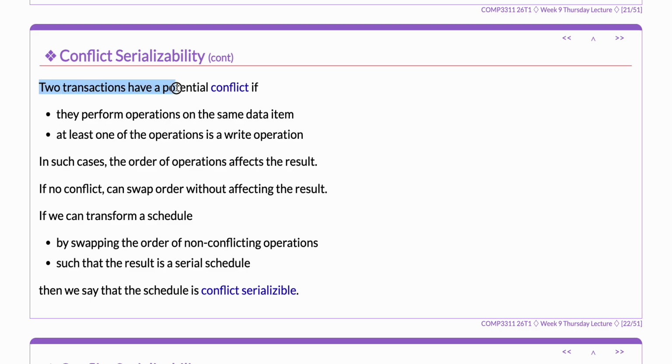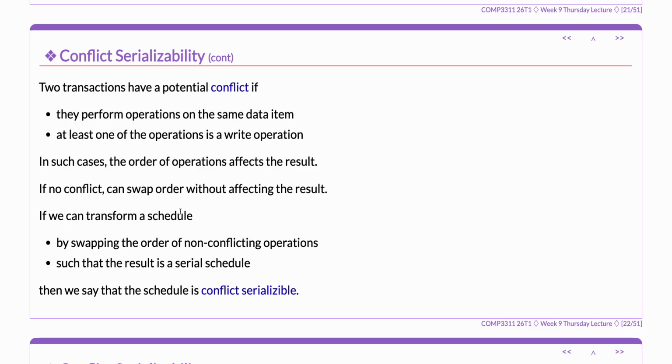So two operations are potentially conflicting with each other if and only if they're from different transactions, at least one of them is a write operation, and they're operating on the same data item. So the motivation is that when two operations have a conflict, it is very possible that flipping the order of these operations will change the end result.